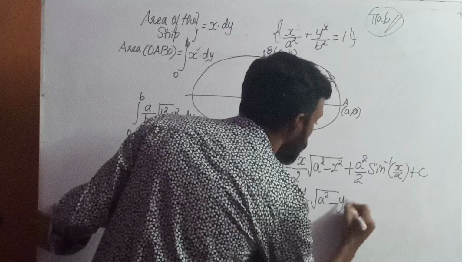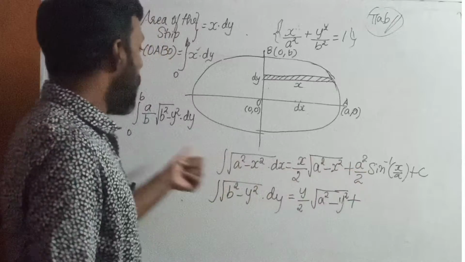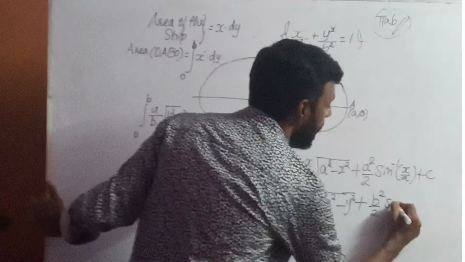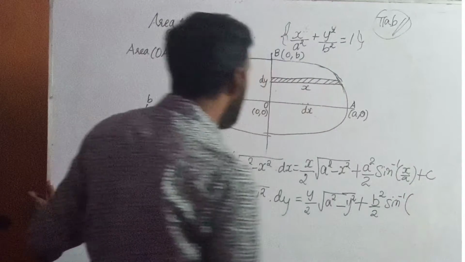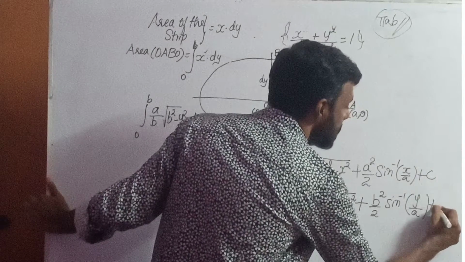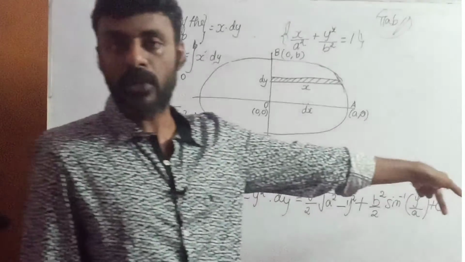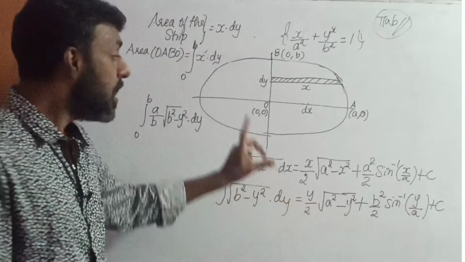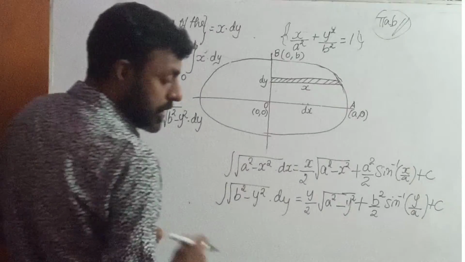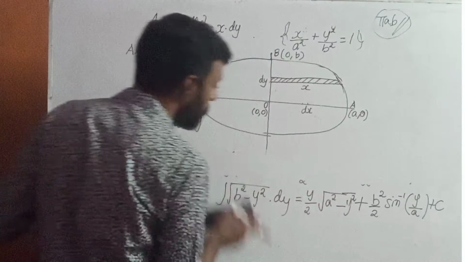A squared minus y squared plus, for a I'm going to substitute b, it will be b squared divided by 2 sine inverse of, instead of x I'm going to substitute y divided by a, plus c. This is the expression I had found from this general formula, and now I'm going to take this expression and include it in this integral, the main part of the integral. So I'm erasing the first portion.